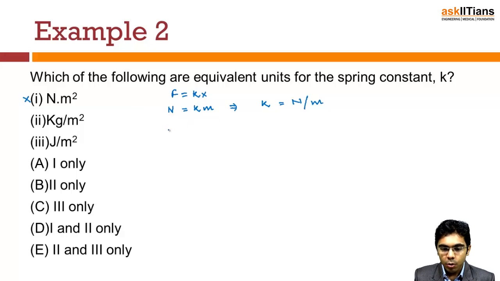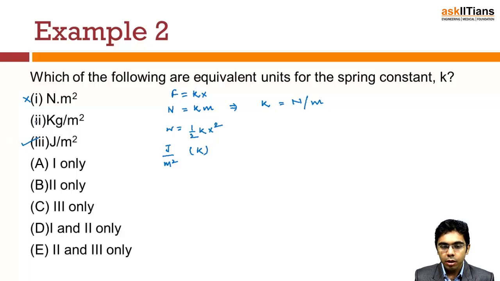Now let's find out more. Work done is equal to half kx square. For this case, work done is in joules and x is in meters, so the unit of K will come out to be joule per meter square. So we can say that option 3 is correct.